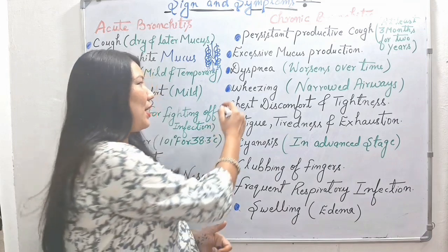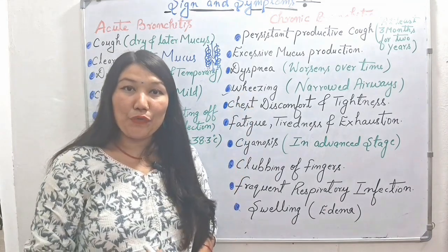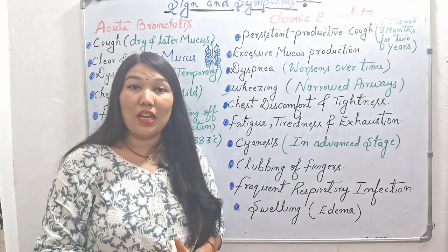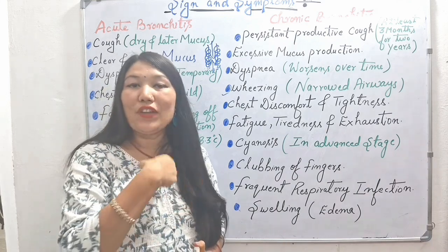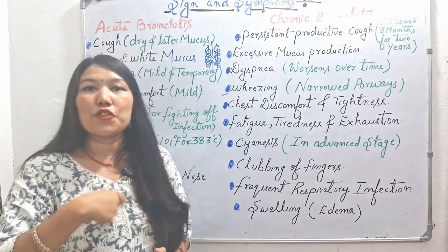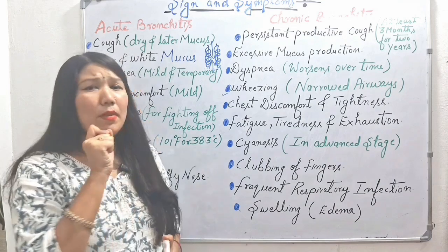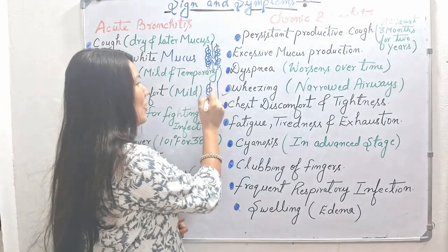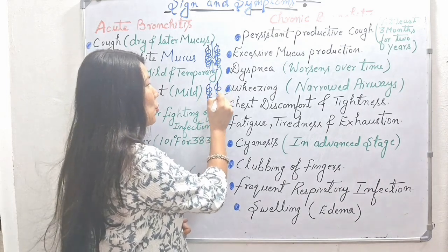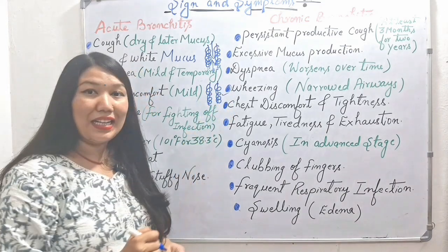Next we have wheezing. Wheezing means a high pitched whistling sound will come out from the lungs of the patient. So this crackling, rhonchi or whistling sound will come out from the lungs of the patient. Why will there be a whistling sound? Because our bronchi or bronchus have become narrow due to the inflammation or swollen condition.